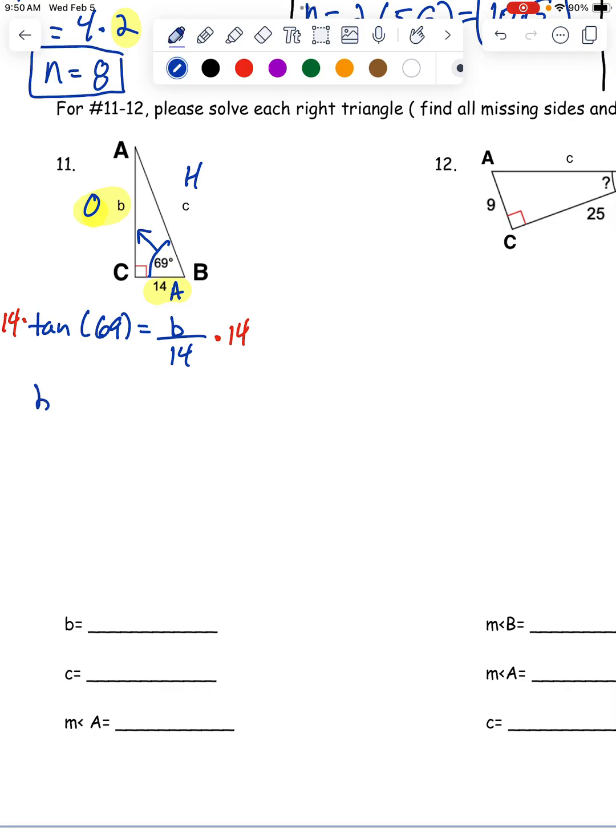And that is what I plug into my calculator right here. I'll show you 14 times the tangent of 69. That's exactly what you plug into your calculator, and you end up getting 36.47.